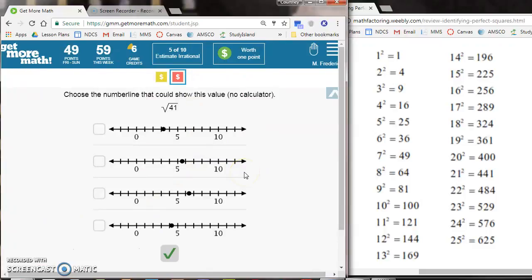Choose the number line that could show the square root of 41. Remember, when we look up the square root, we are looking for the right-hand column. 41 falls between 36 and 49, so we are looking for a value between 6 and 7. That will be our third number line.